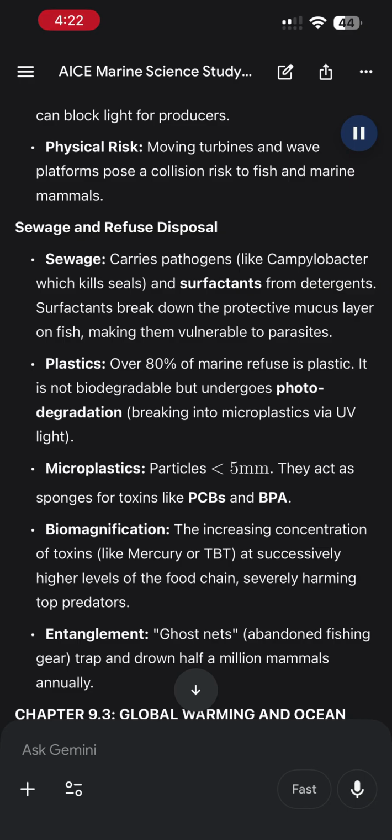Microplastics. Particles less than 5 mm. They act as sponges for toxins like PCBs and BPA. Biomagnification. The increasing concentration of toxins, like mercury or TBT, at successively higher levels of the food chain, severely harming top predators. Entanglement. Ghost nets, abandoned fishing gear, trap and drown 500,000 mammals annually.